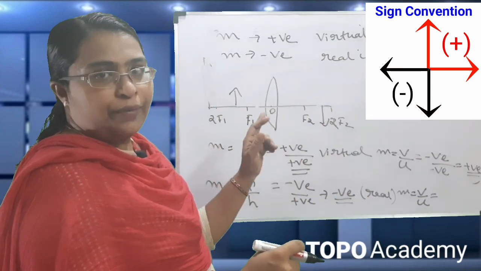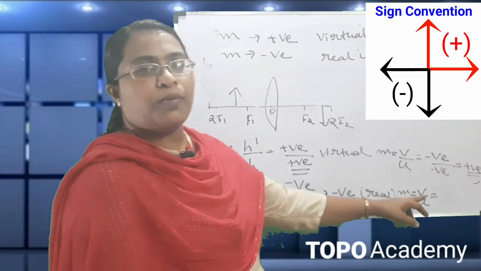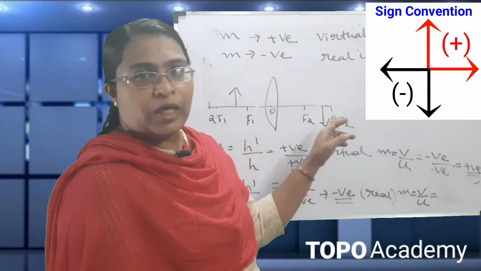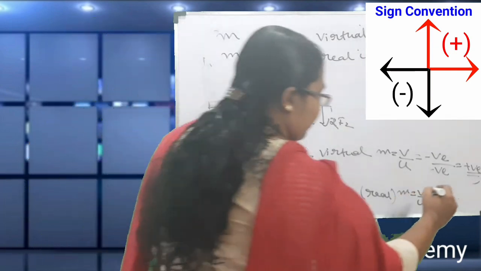So in case of a real image, the image is formed on the right side of the optic center. So the image distance is, what is the sign for image distance? It is positive.